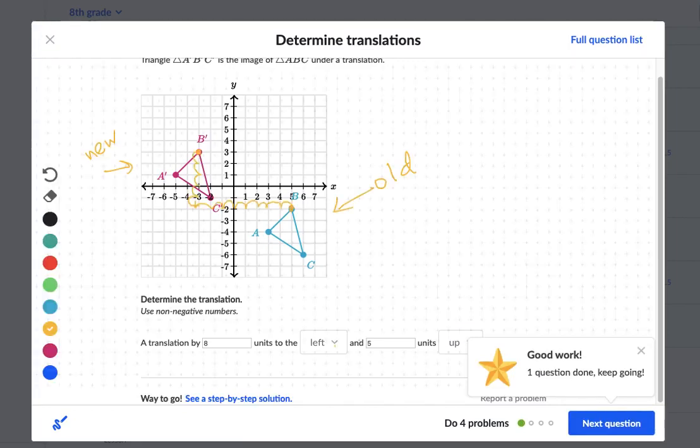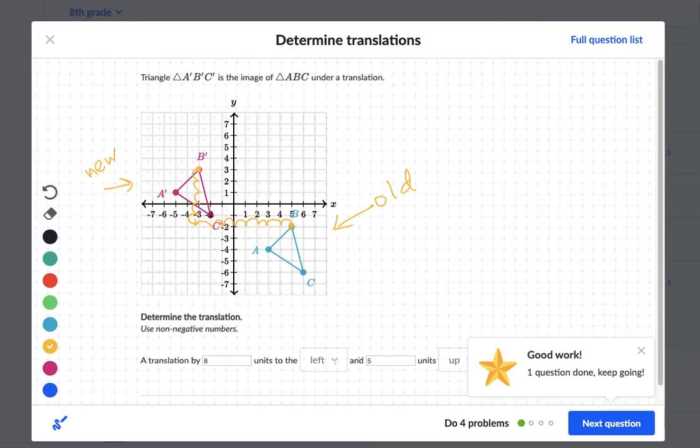Okay? So that's really all we're doing. They already performed the translation. We just have to basically give the directions, like what had to happen. So it's very important that you know which one's new and which one's old. If you have them mixed up, then your directions are going to be mixed up. Remember, the one without the prime is the original image, and then you just have to figure out how to line it back up with the new image.